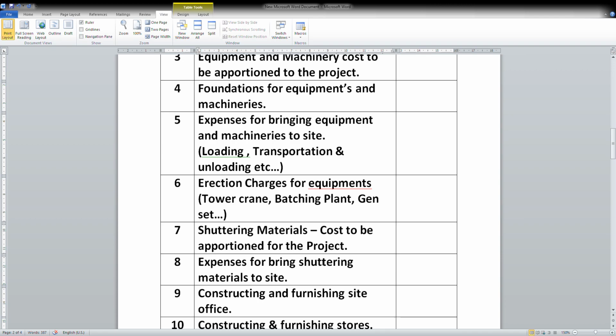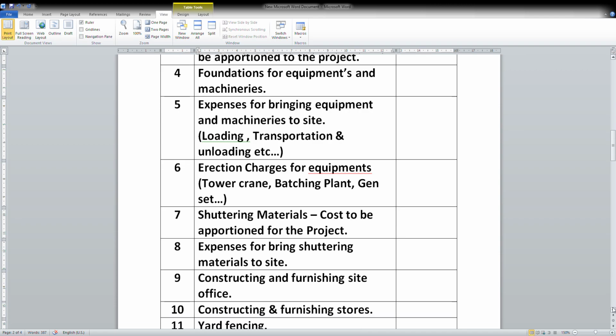Shuttering material cost to be apportioned for the project. Sometimes in BOQ we would have given the shuttering rates, but if you want to have the capital cost, depreciation cost, that can be taken up here. Then expenses for bringing shuttering materials to site. Again there is loading, transporting, and unloading. So those expenses can be taken here.